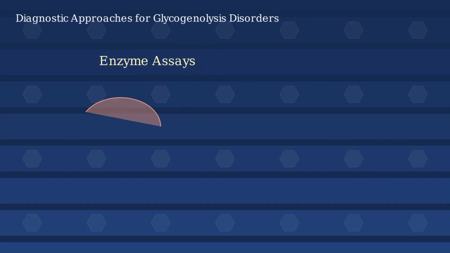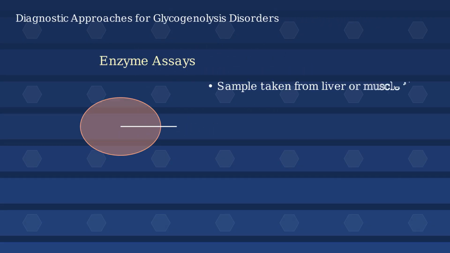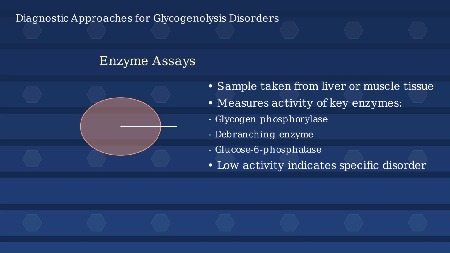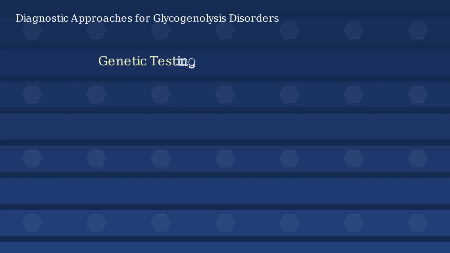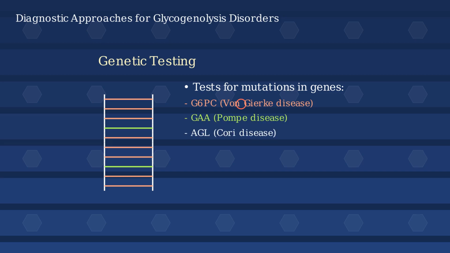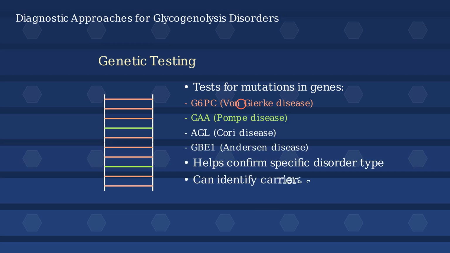Enzyme assays from tissue biopsies are a cornerstone of diagnosis. Samples are usually taken from liver or muscle tissue to directly measure the activity of enzymes involved in glycogen breakdown. Genetic testing identifies mutations in genes responsible for glycogenolysis. This allows precise diagnosis of specific disorders like von Gierke disease, Pompe disease, and others. It also helps identify carriers and enables genetic counseling.